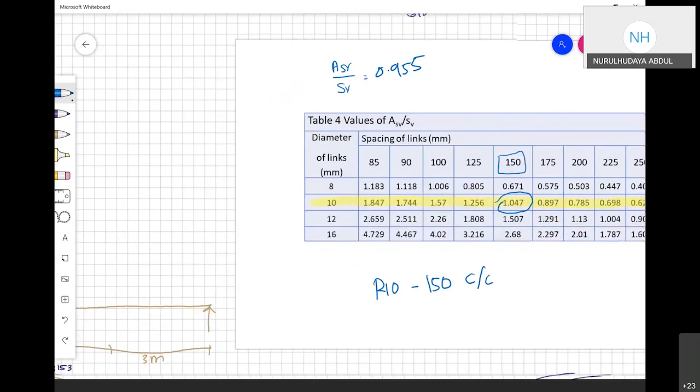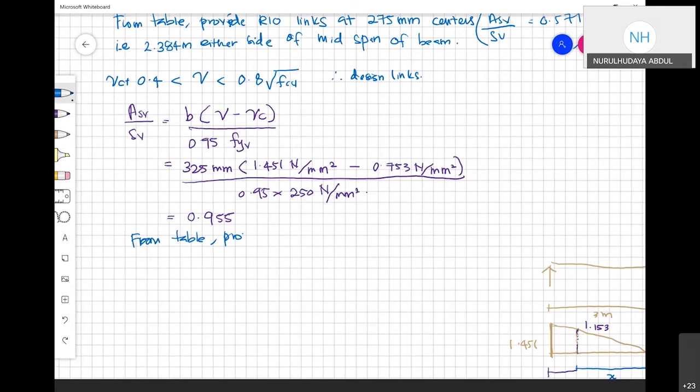Okay, so kita pakai R10 150, 1.047 ASV divided by SV. Provide R10 links at 150 mm center. Okay. And the ASV divided by SV is 1.047.